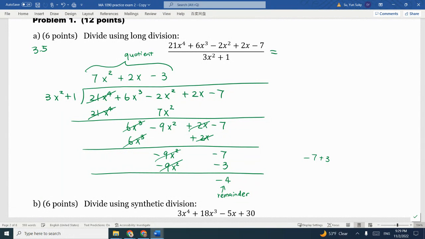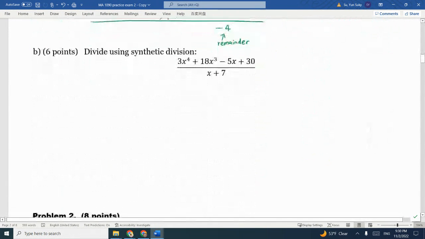So that means this giant division equals the quotient 7x squared plus 2x minus 3 plus the remainder, negative 4, over the divisor, 3x squared plus 1. Okay, so this is how we get that. And this is long division. If you can understand that, could you type 1 in the chat? Okay, good.